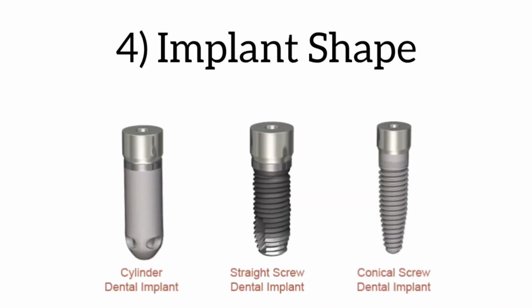Next, we have to take into account implant shape. Endosseous implants are cylindrical or tapered. Also, they may be threaded or non-threaded. Threaded implant has a screw type configuration. They can be self-tapping or non-self-tapping.